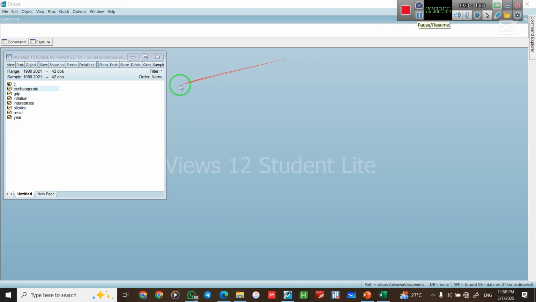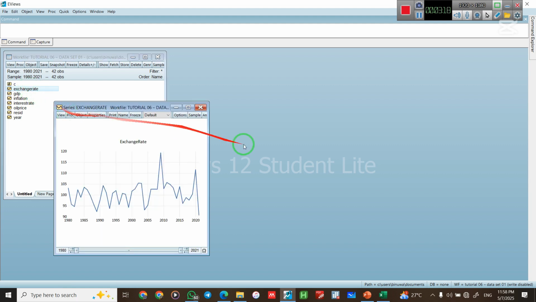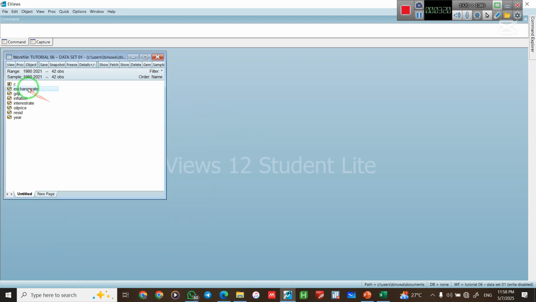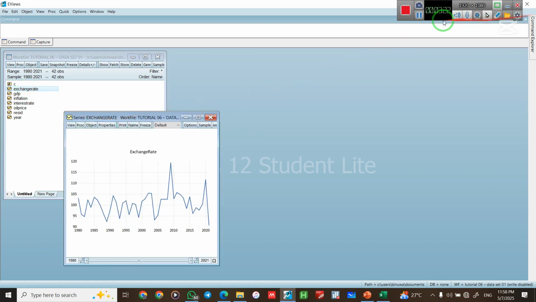So students, in our data set the first variable is the exchange rate. So now the first method we are going to use is, by using a scatter diagram we try to identify whether this exchange rate is stationary or not, right? So to do that, there are mainly two ways that you can use in EViews. First way is you can double click on the exchange rate.